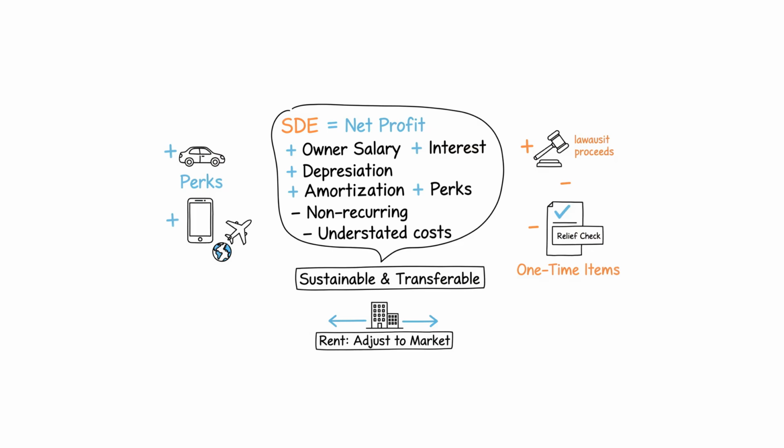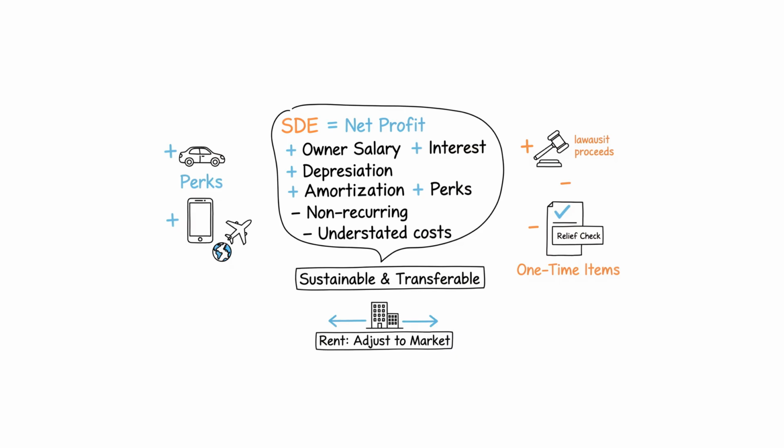For very small businesses, compute SDE, seller's discretionary earnings: pre-tax profit plus owner salary, payroll taxes on that salary, interest, depreciation, amortization, and personal perks run through the business. For larger businesses, use EBITDA and treat the owner as a manager at market pay. Adjust rent to market if there's a related party lease.